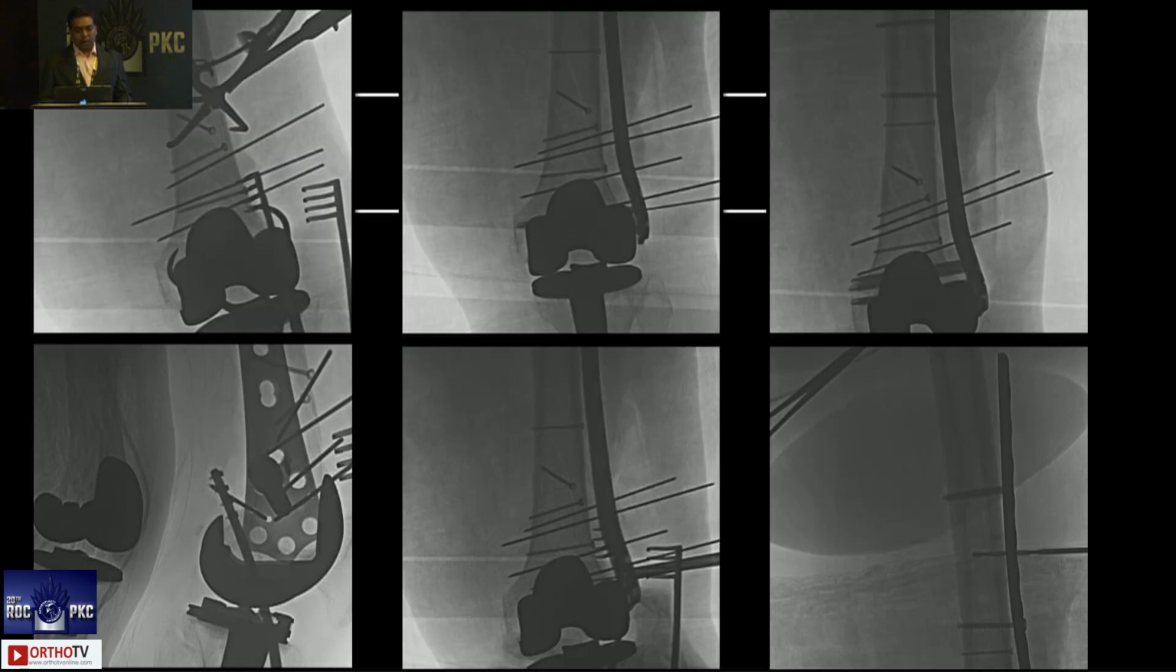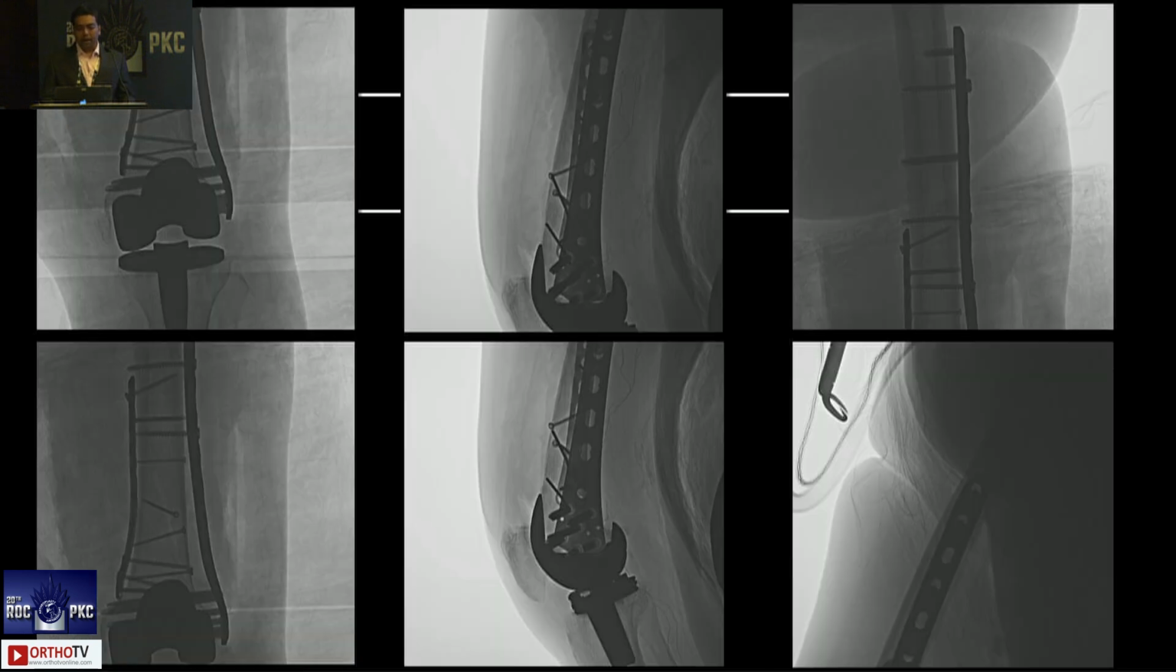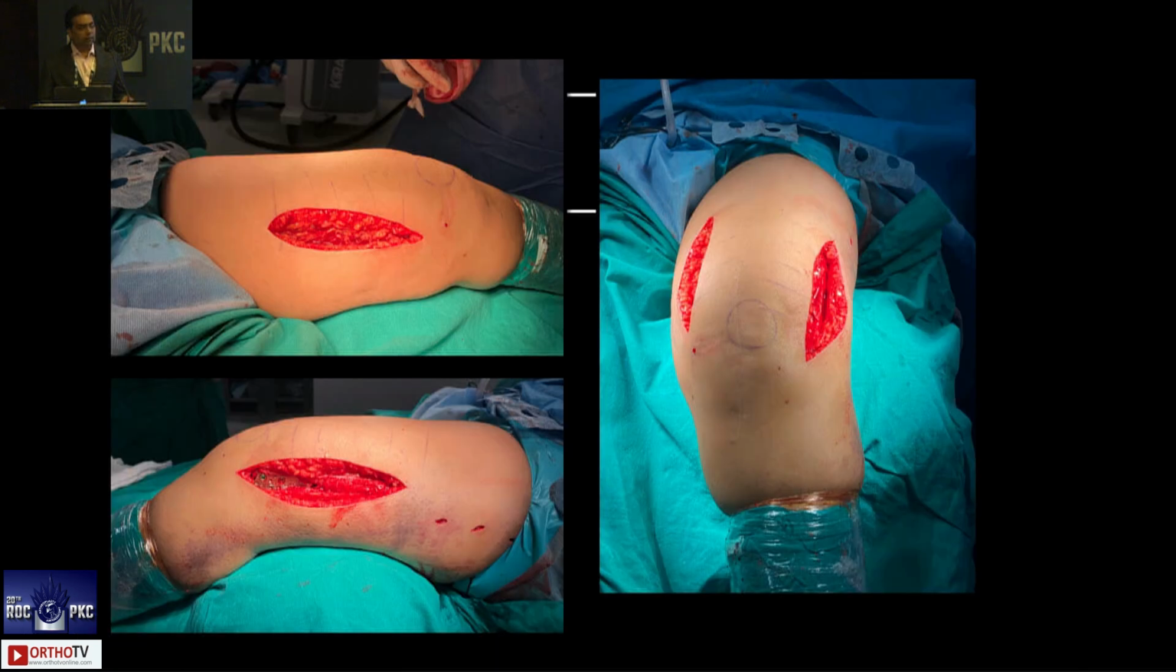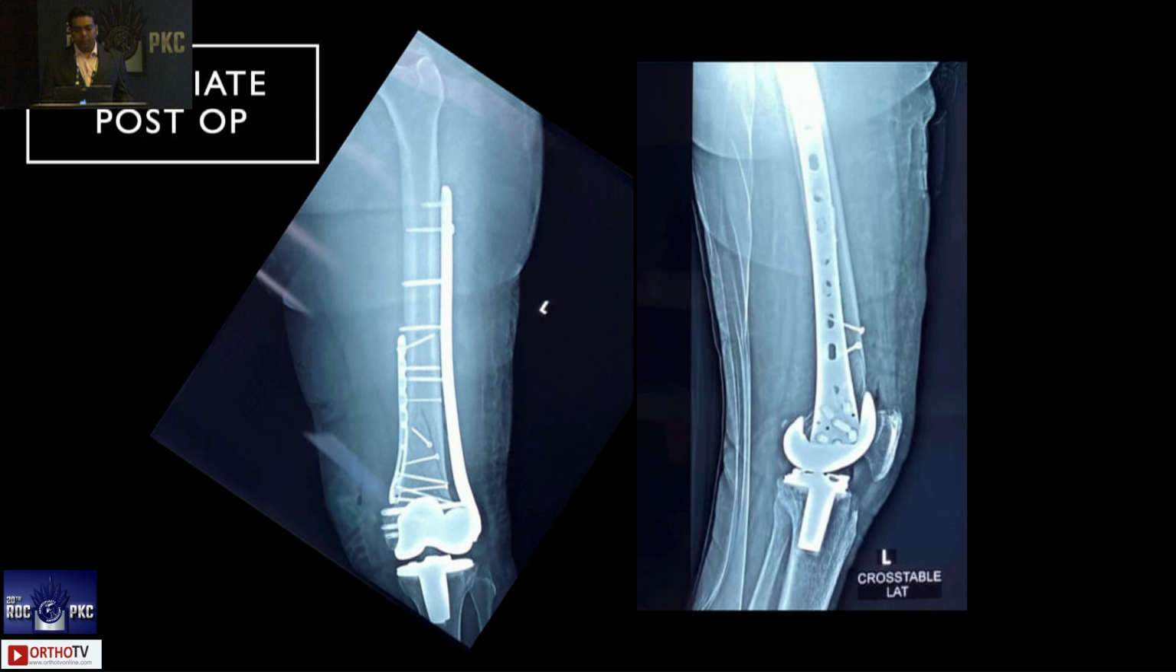So, a lateral plate was applied, but I was not very happy with the interfragmentary fixation. Therefore, a medial plate was applied from a medial approach. And with this construct, a medial and a lateral plate, no arthrotomy was done. And this is an immediate post-operative X-ray of the same patient getting the alignment, and it healed up eventually.